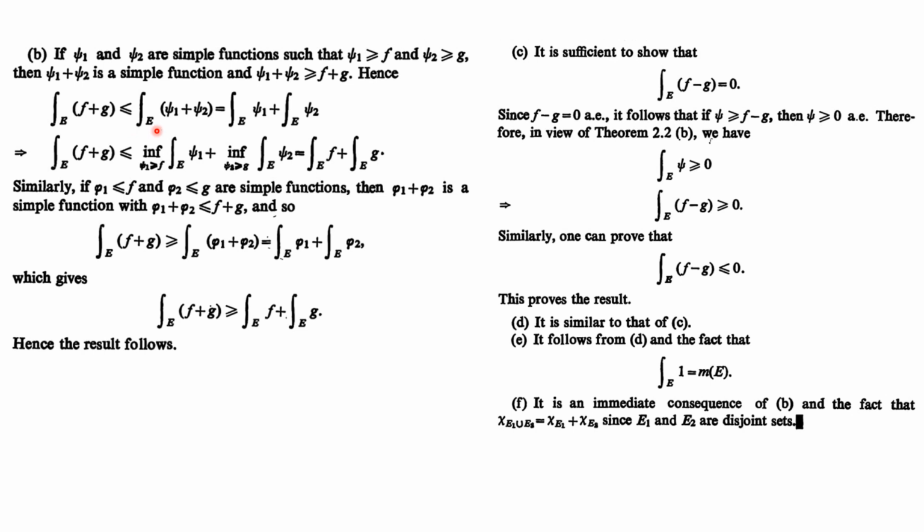This is less than or equal to the integral of psi 1 plus psi 2 over E, which is equal to the integral of psi 1 over E plus the integral of psi 2 over E. Why does this hold? Because these are elementary functions. These are constant functions, right? Over the set E, we can separate them, right? Now this inequality holds for each psi 1 and psi 2.